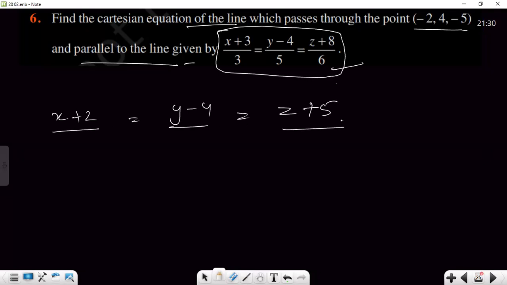Now we have to give its direction. The direction of this line and the line that is parallel to it will be the same. So 3, 5, 6, same. Very simple. 3, 5, 6. These are the direction ratios which depict the direction of the line. Understood? Yes, sir.